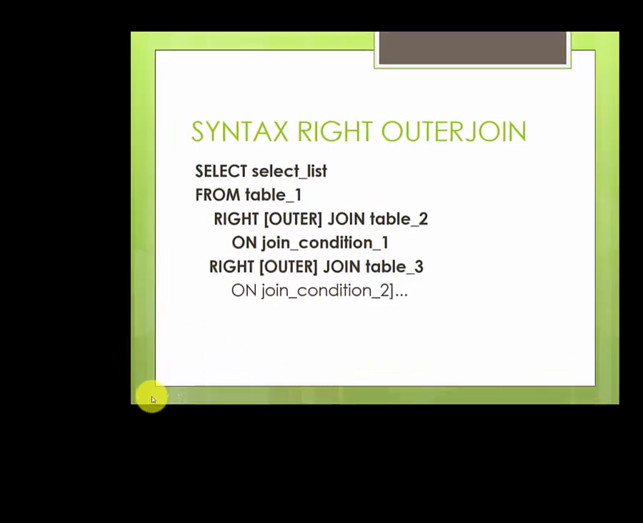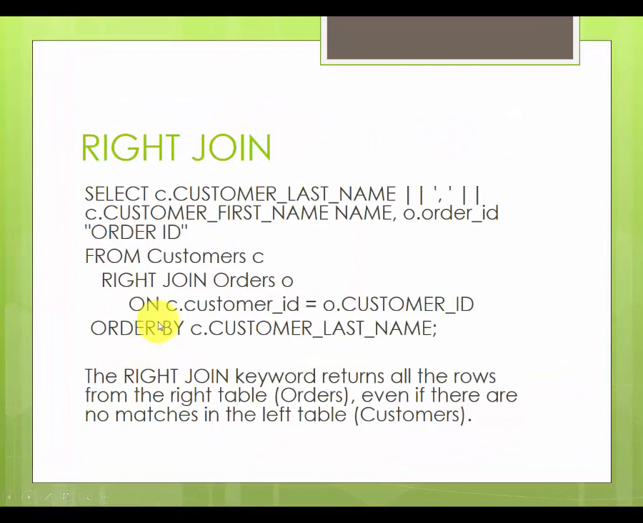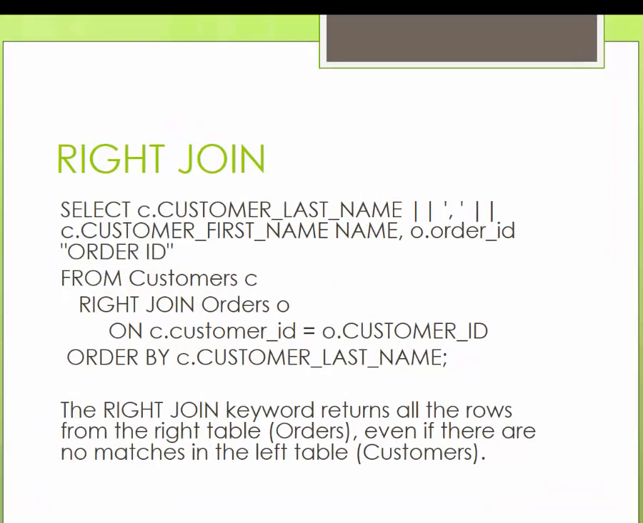So let's go ahead and look at an example. This example will take the customers and join it on the orders, which means that it will identify everything to the right of the word right, in this case, orders. Everything from the orders table will come through. So every order ID will come through. And it will match on the customers who have placed an order. So let's go ahead and take a look at this.